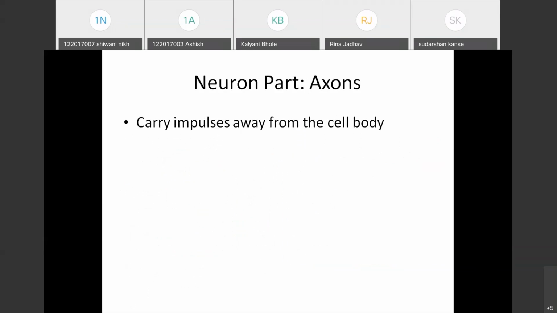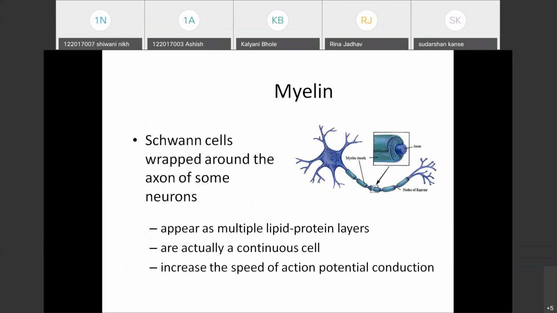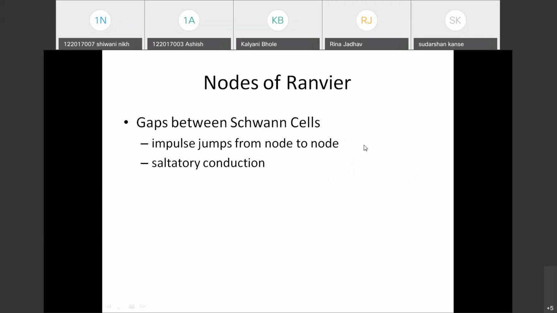Okay, let us see the axon. It carries impulses away from the cell body. Myelin is a kind of insulation for this neuron, for this axon. It's an outer cover or layers. It appears as multiple lipid-protein layers that are actually a continuous cell, and it increases the speed of the action potential conduction. Now, the nodes of Ranvier are the gaps between the Schwann cells.